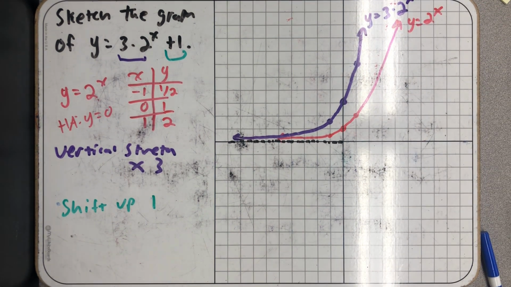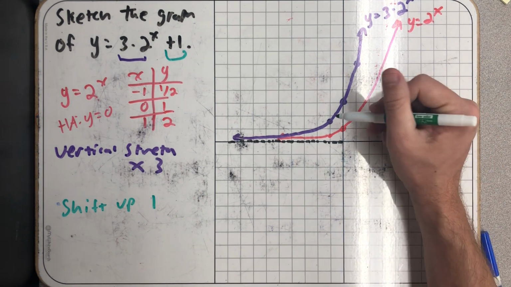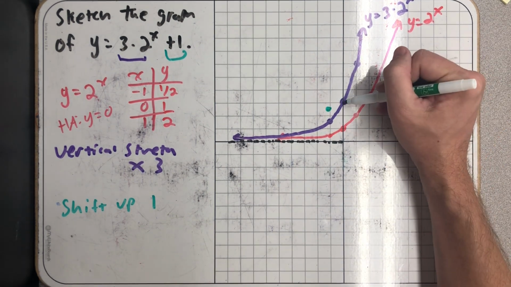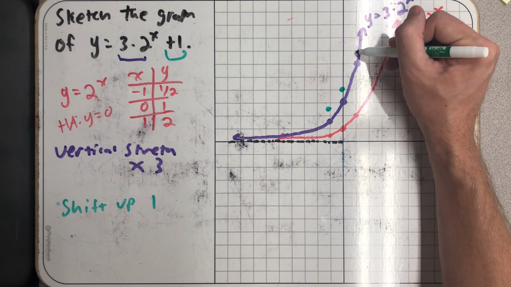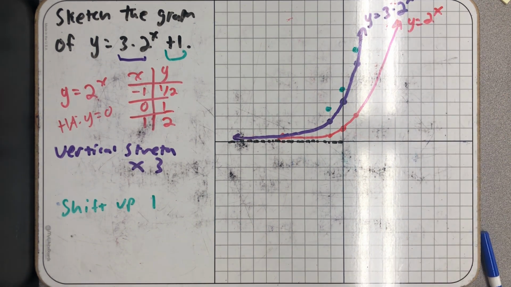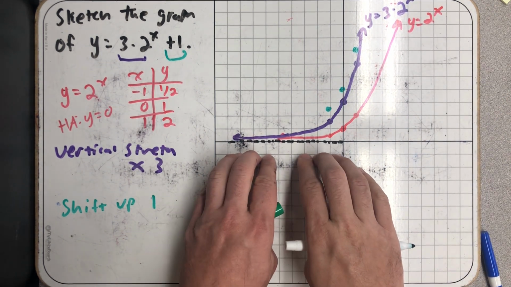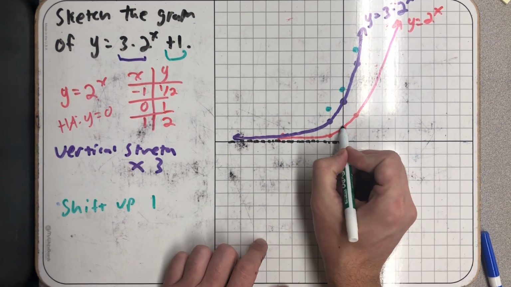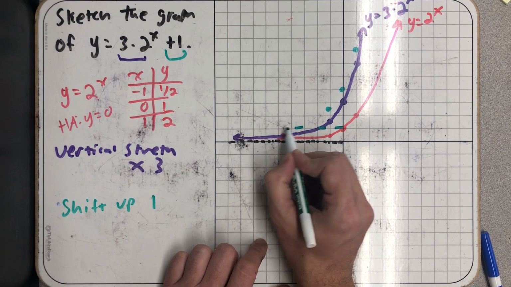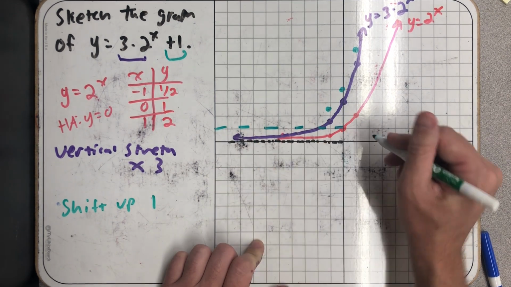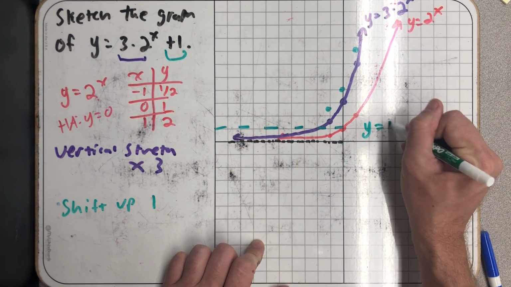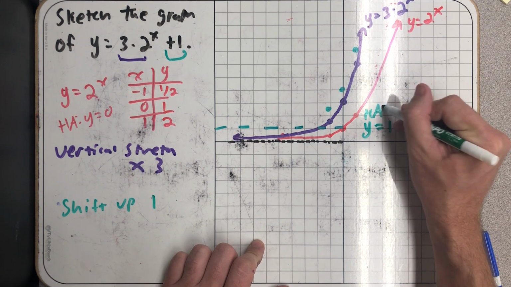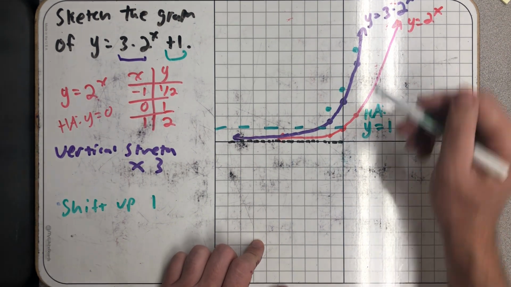And now finally, I just need to shift everything on this purple graph up 1 whole unit. So I'm just going to take these 3 points I applied and move them all up 1 unit. But now it's important to note that if I move everything up 1 unit, my horizontal asymptote will not be at y equals 0. It will have moved and be at y equals 1. My final graph has a horizontal asymptote at y equals 1.